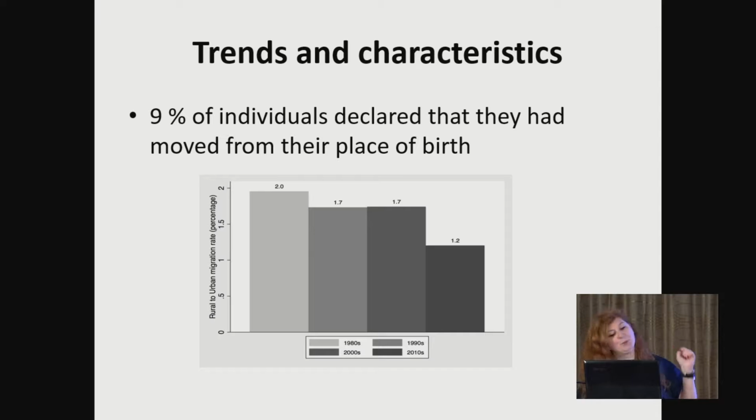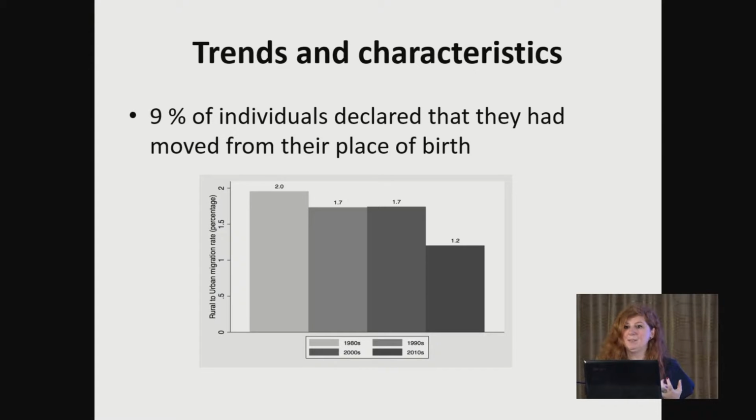And as you can see as well, this migration has been decreasing, and here we just focus on rural to urban migration, which is the type of migration which is, I would say, most talked about when we talk about internal migration. And we can see that even rural to urban migration is decreasing.